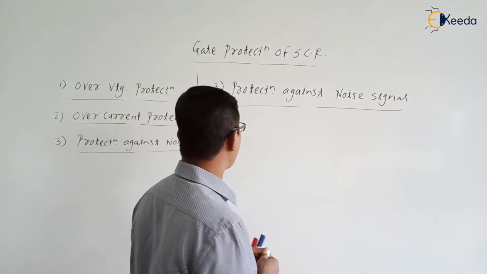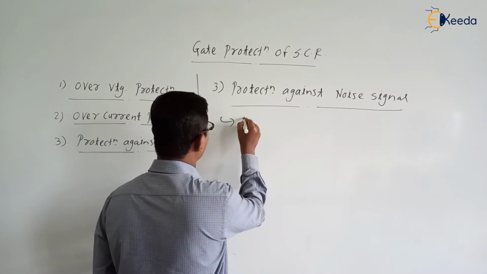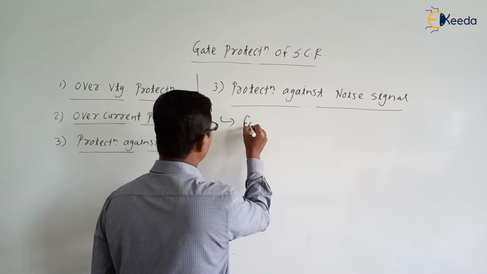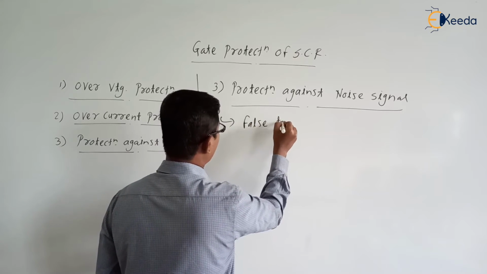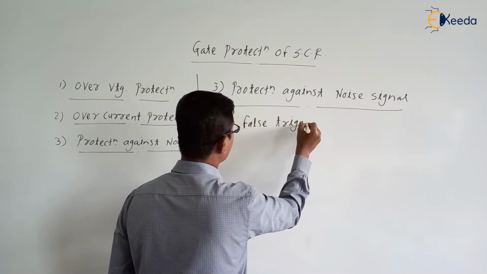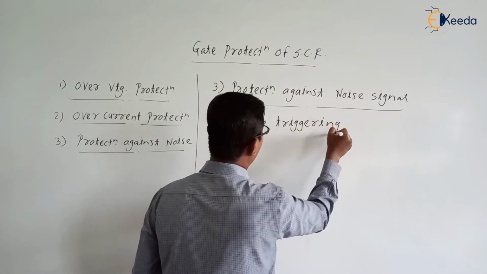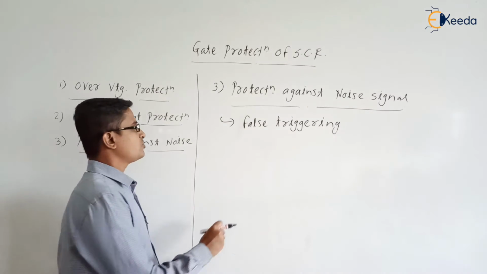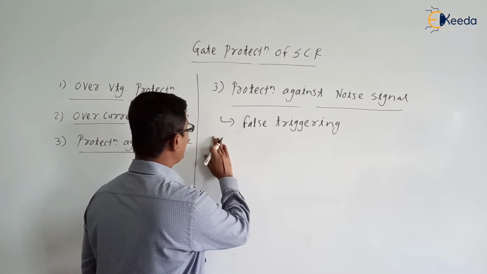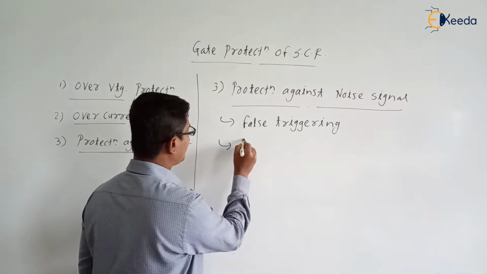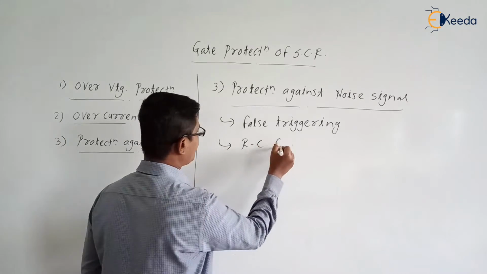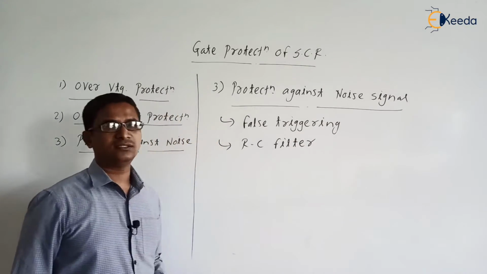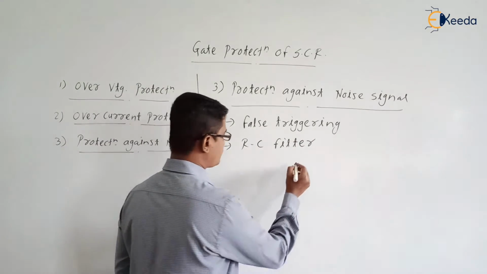So in order to avoid the false triggering, we need to protect the SCR against the noise signal. So how to protect the SCR against the noise signal? For that we can connect the RC filter, or R and C elements in parallel.